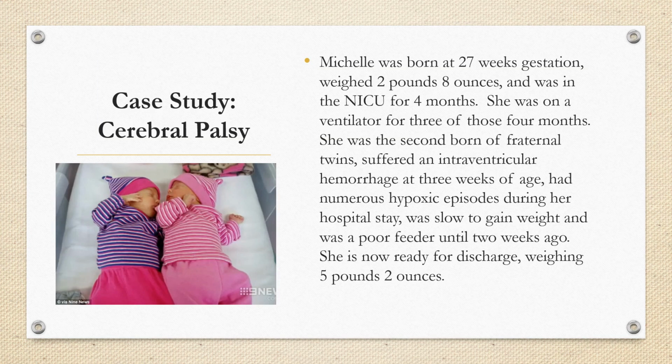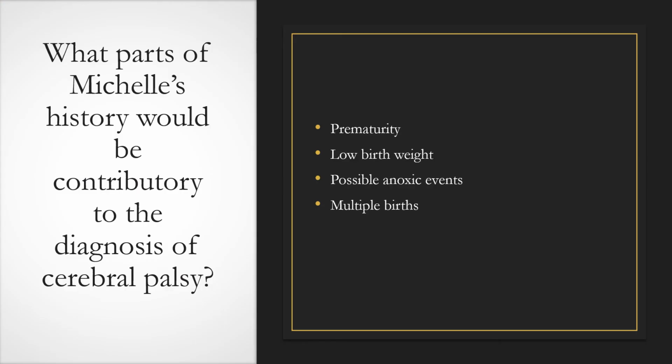So our case study is Michelle. Michelle was born at 27 weeks gestation, weighed 2 pounds 8 ounces, and was in the NICU for 4 months. She was on a ventilator for 3 of those 4 months. She was the second born of fraternal twins, suffered an intraventricular hemorrhage at 3 weeks of age, had numerous hypoxic episodes during her hospital stay, was slow to gain weight, and was a poor feeder until 2 weeks ago. She is now ready for discharge, weighing 5 pounds and 2 ounces.